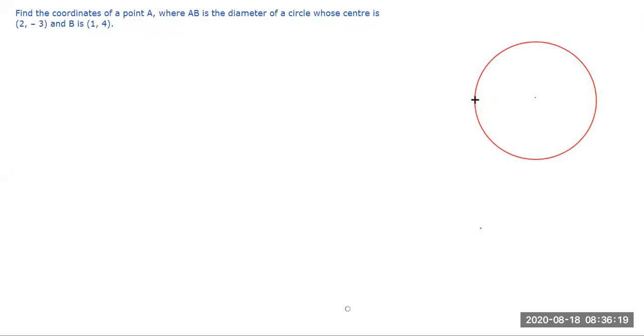Diameter will always pass through the center. So am I right, students? This is the diameter. Am I right? Diameter is A and B, and this is the center. We want to find coordinates of A. AB is the diameter of the circle whose center is 2, minus 3, and point B is 1, 4. Point B is 1, 4 and the center is 2, minus 3.